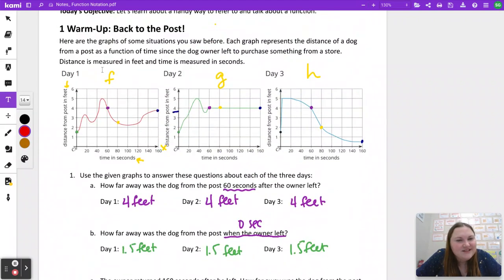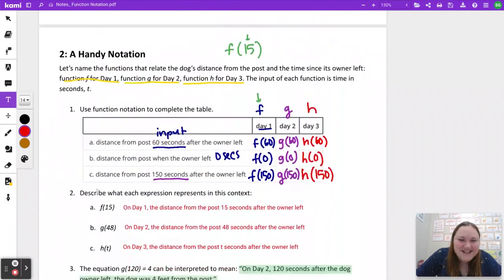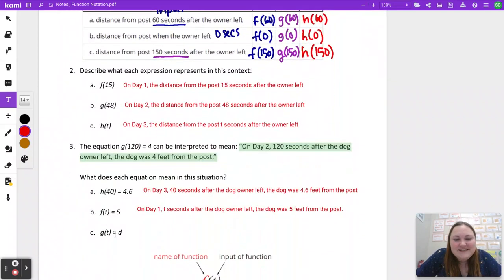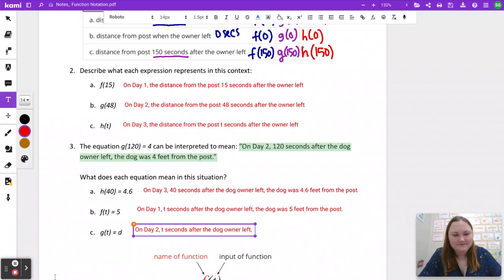I could give that to you as a question and ask you on this graph to kind of figure it out. Similar to what you were doing in number 1, right? There's one last one down there, G of T equals D. This one now, there's no numbers, but you can still write a phrase to describe this. The G tells me we're talking about day 2. The T tells me I don't know how many seconds, but I know it's seconds still. So T seconds after the dog owner left. And D, again, I don't know what the number is, but I know that D represents the distance. So I could say on day 2, T seconds after the dog owner left, the dog was D feet from the post.